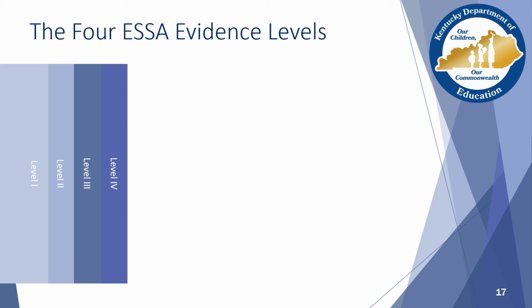The 4 ESSA evidence levels describe the rigor of the study used to determine the effectiveness of an intervention. We will explore the levels beginning with Level 4, the least rigorous standard, and ending with Level 1, the most rigorous standard.